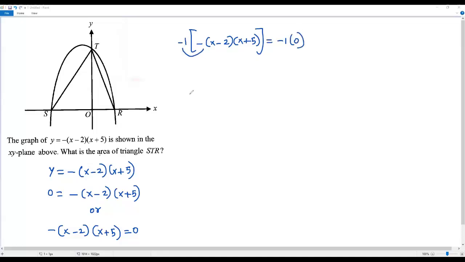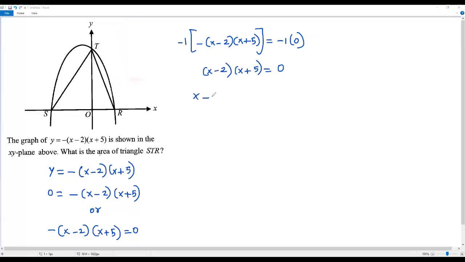So this negative times negative will become positive. 1 times this stuff will be the same: (x - 2)(x + 5). Negative 1 times 0 will be still 0. Now the product of the two binomials, x - 2 and x + 5, equals 0.